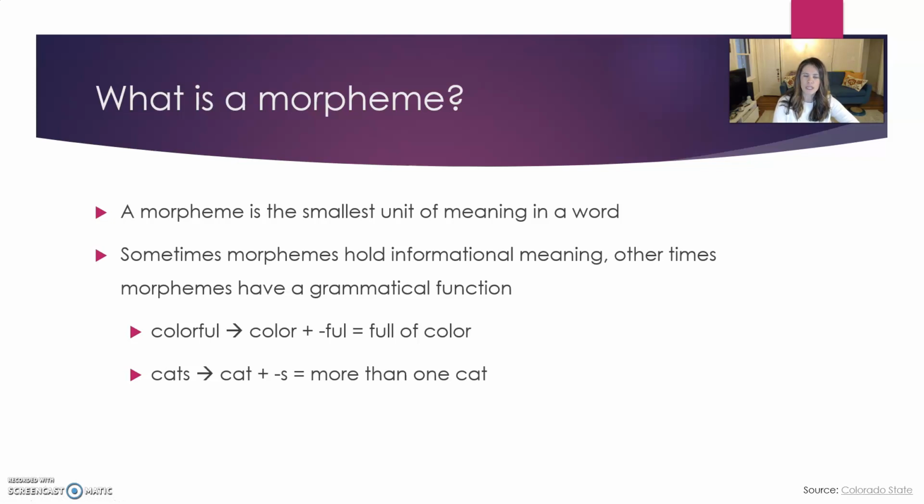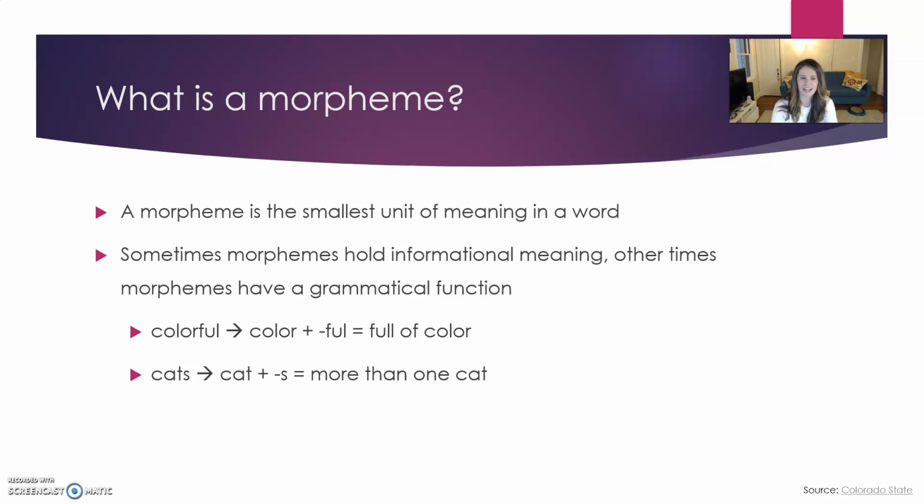So a morpheme is the smallest unit of meaning within a word. So sometimes these morphemes hold information and they have a lot of meaning, and other times they have more of a grammatical function. Okay, so let's look at these two examples here. You have colorful. This word colorful has two morphemes, right? These two morphemes come together to have one meaning, full of color, right?